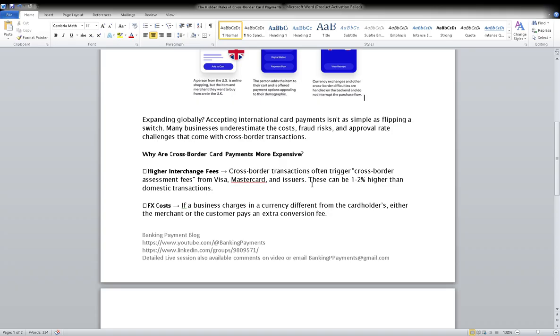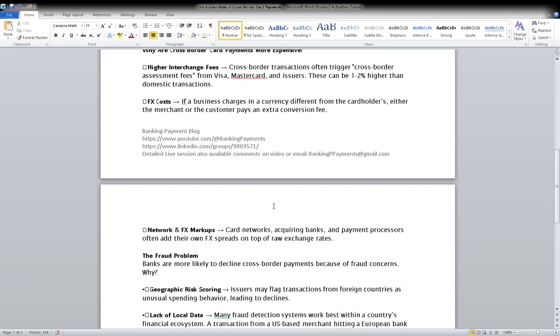Second is FX cost. Whenever you do a transaction, the FX rate comes into the picture, the currency-to-currency conversion rate. When we buy a currency, we pay a higher rate, and when we sell, we get a lower rate. The same phenomenon applies here as well. If a business charges in a currency different from the cardholder's, either the merchant or the customer pays an extra conversion fee, and that applies here if they charge more.